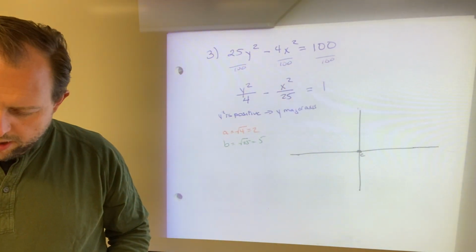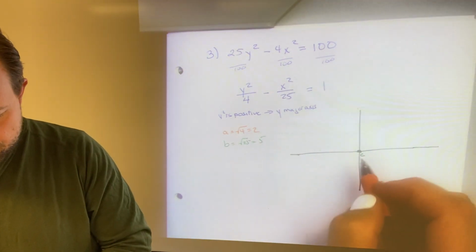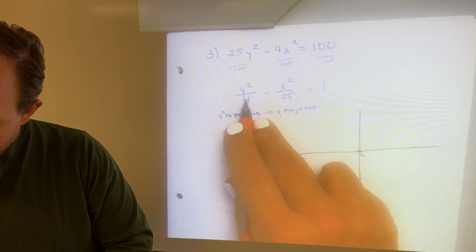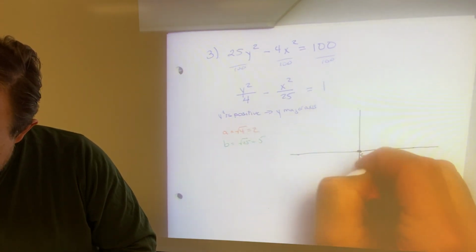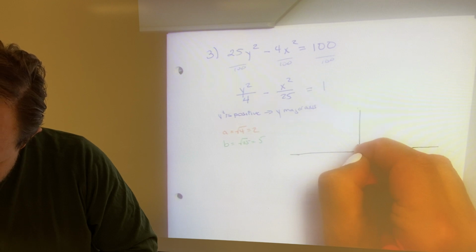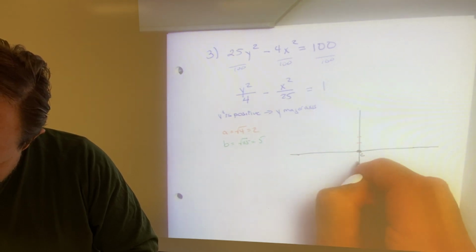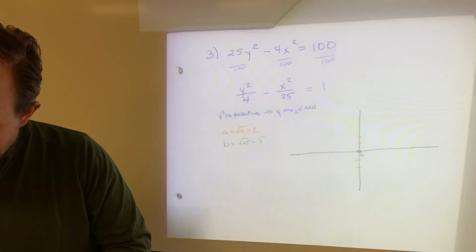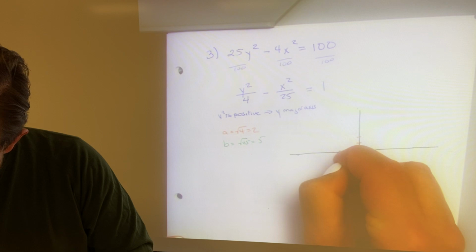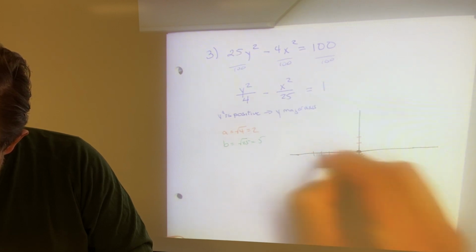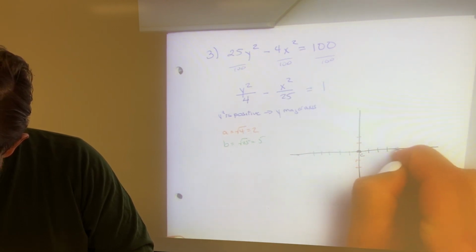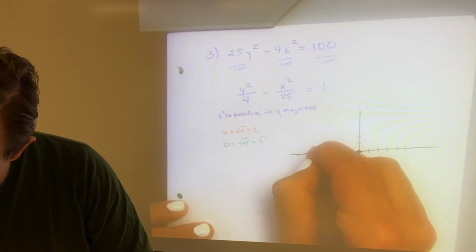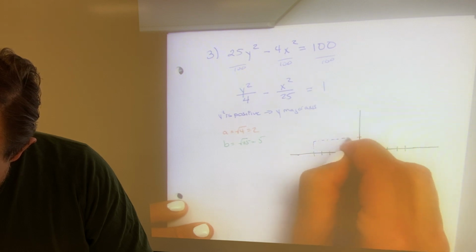So we have a center at the origin. And we're going to go out for A. We're going to go out 2. Now, A is under the y term, so we're going up and down this time on the y-axis. 1, 2, 1, 2. And for the B, we're going out 5. 1, 2, 3, 4, 5. 1, 2, 3, 4, 5. And we get this rectangle.